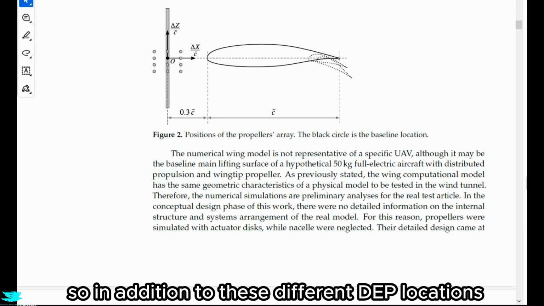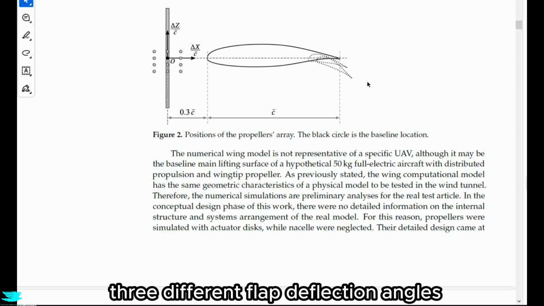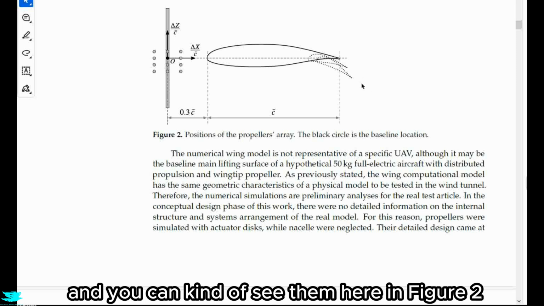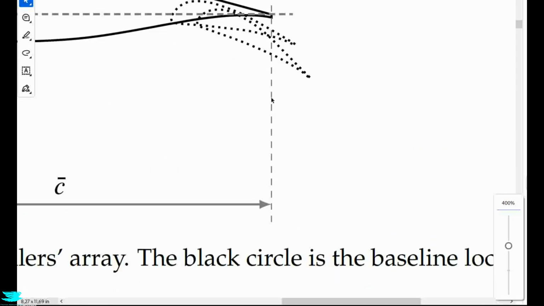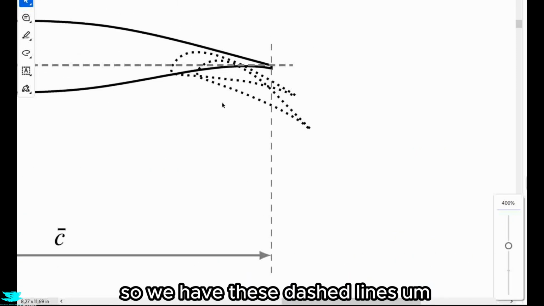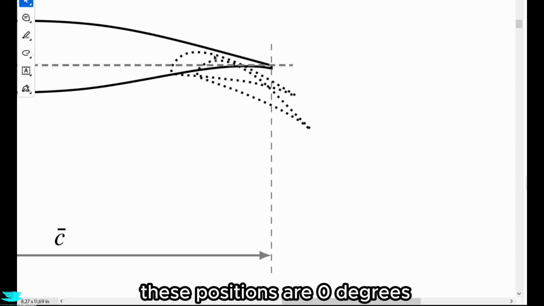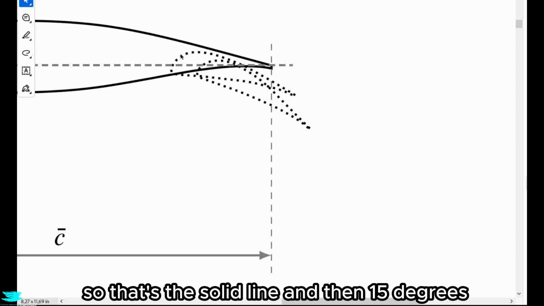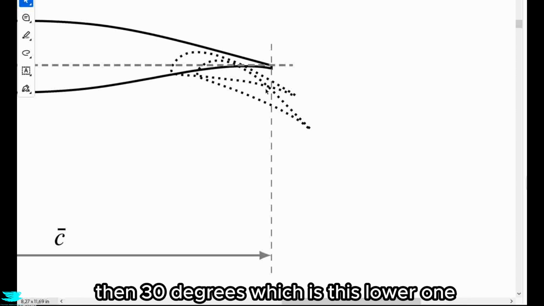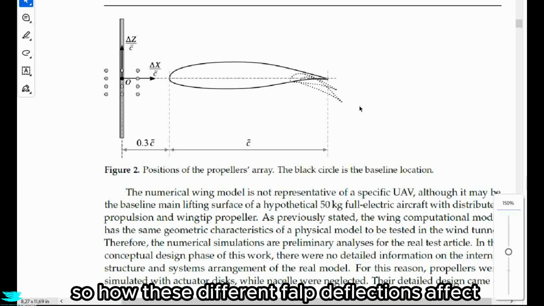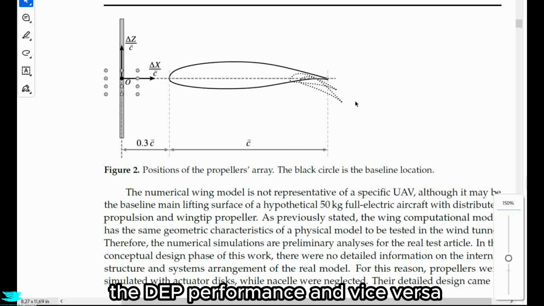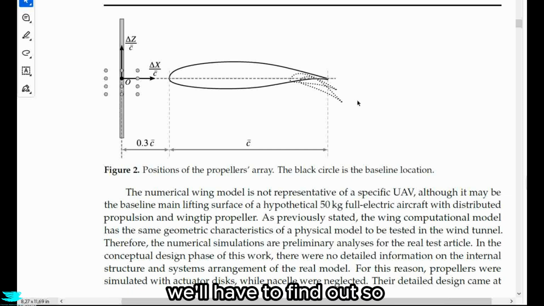So in addition to these different depth locations, 3 different flap deflection angles were tested, and you can see them here in figure 2 if we zoom in a bit. So we have these dashed lines. These positions are 0 degrees, so that's the solid line, and then 15 degrees, which is this middle one, then 30 degrees, which is this lower one. So how these different flap deflections affect the depth performance and vice versa, we'll have to find out.